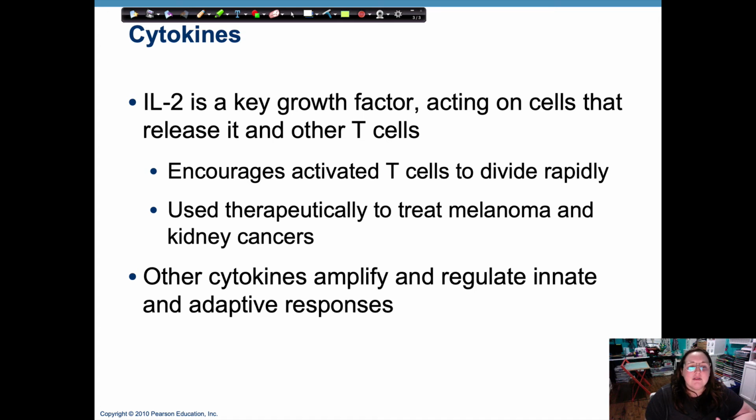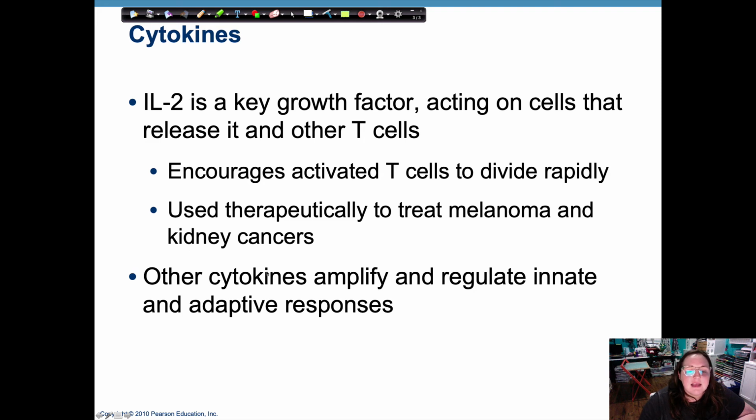Now, in terms of cytokines, IL-2 or interleukin-2 is one of the key factors that act on the cells that release it and other T cells. So what the IL-2 does is it encourages the T cells to divide very, very quickly. And we use IL-2 actually in therapeutic mechanisms to treat melanoma, which is skin cancer, and also other kidney cancers. So we can actually isolate this cytokine and do that.